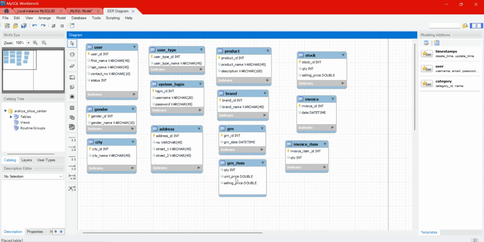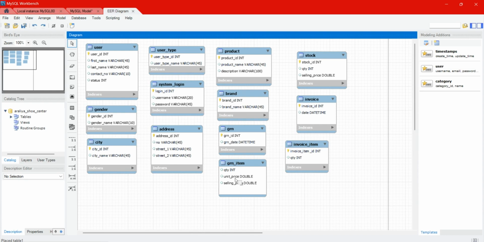After that we have created a table called GRN item. There are three columns in this table: the quantity, unit price, and selling price. When we look at the columns' data types, in the first column we have given the data type as integer. Integer means we can keep any whole number, that means 1, 2, not a decimal number but a whole number. We can keep any kind of whole number in this column because we have given the data type as integer.